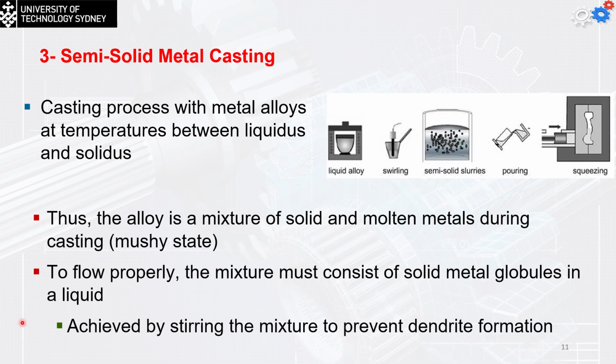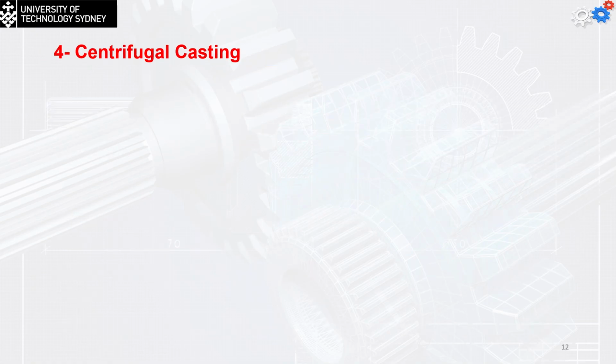To flow properly, the mixture must consist of solid metal globules in a liquid, and this is achieved by stirring the mixture to prevent dendrite formation. Once again, we melt the alloy, and it reaches the state between the liquidus and solidus. Then we pour or inject it inside the die, and we have the part solidified. Then we can take it out.